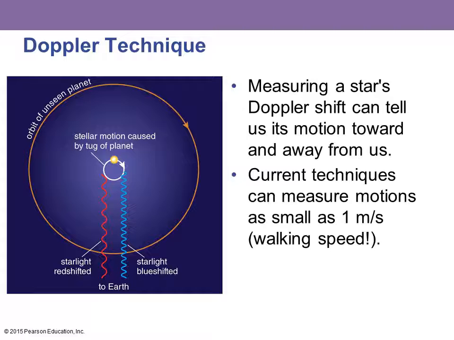Here's another technique. It's called the Doppler technique. We already know what the Doppler effect is. We know that as something is approaching us, light will be blue shifted, and as an object is moving away from us, light is red shifted. Well, we can detect changes in the speed of an object revolving around another object with a measurement as small as 1 meter per second, which is pretty incredible.